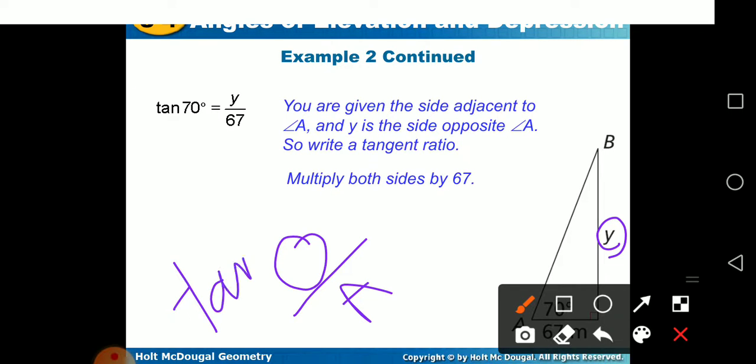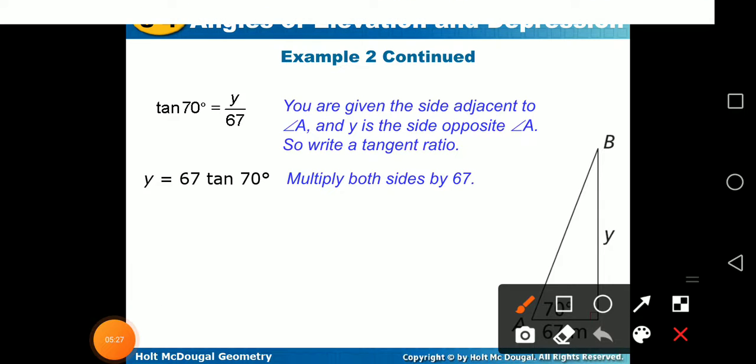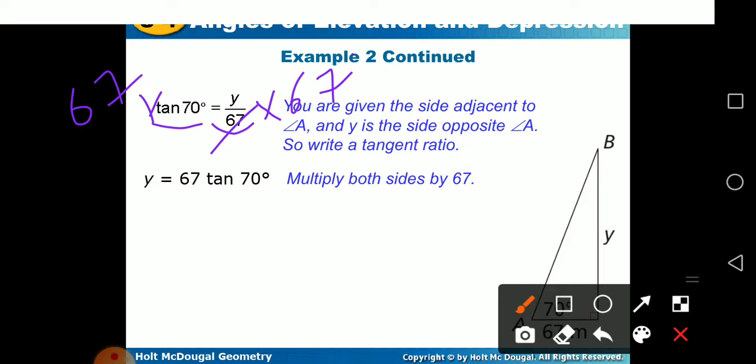So this is tan, right? So tan 70 equals what? y over 67, right? Can I get the value of y very easily? I will multiply both sides by 67 to get rid of this 67. So 67 goes with 67, and you get 67 tan 70 on the calculator.